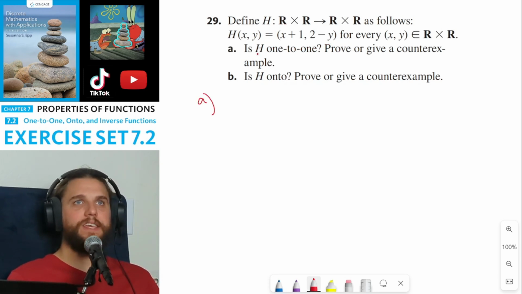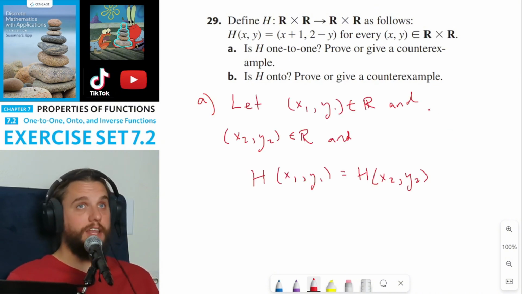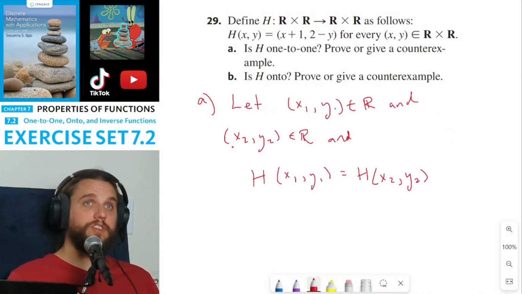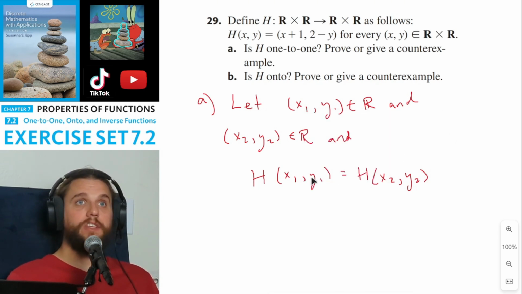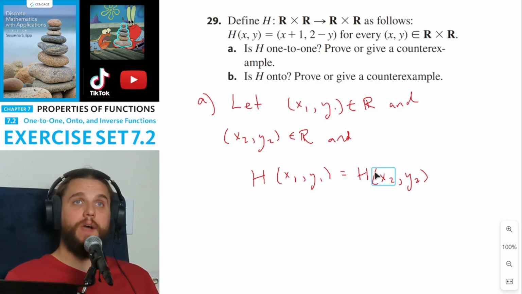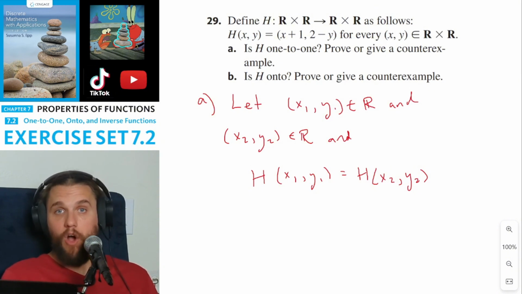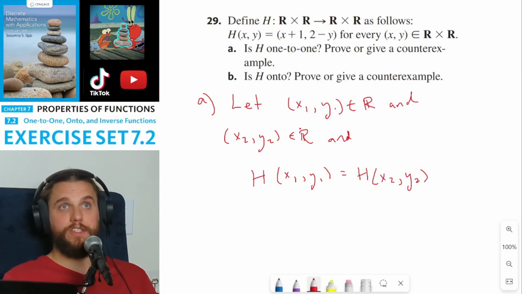Part A asks, is h 1 to 1? Meaning, is every output of this function unique? Now, the setup of this proof is going to look a lot different. We're going to start with two elements in our domain, and we're going to assume that we have two outputs here. These are the outputs of the function after we've plugged in these ordered pairs. If we assume that these two outputs are the same, we want to show that the corresponding inputs must therefore also be the same. That would show that this is 1 to 1.